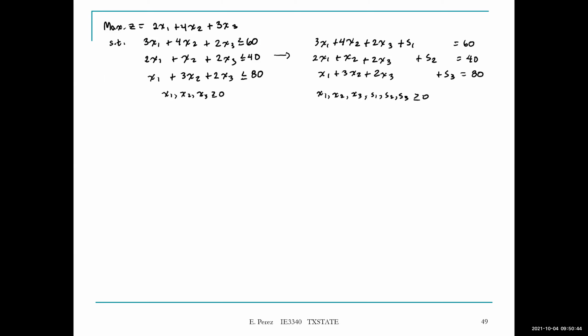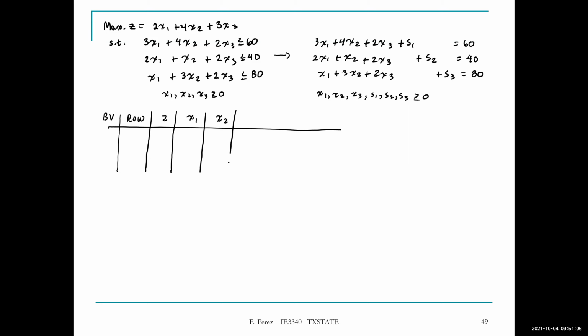So let's set up our initial tableau. Basic variables. This is the row number, Z, x1, x2.